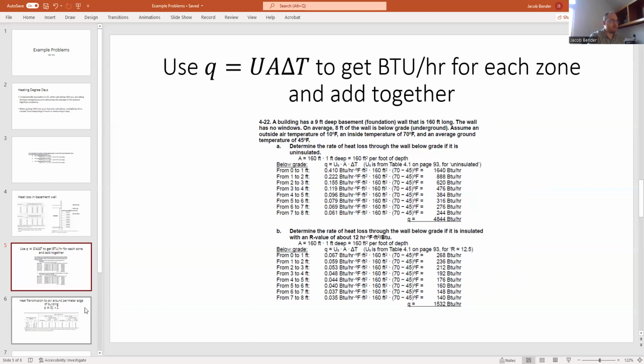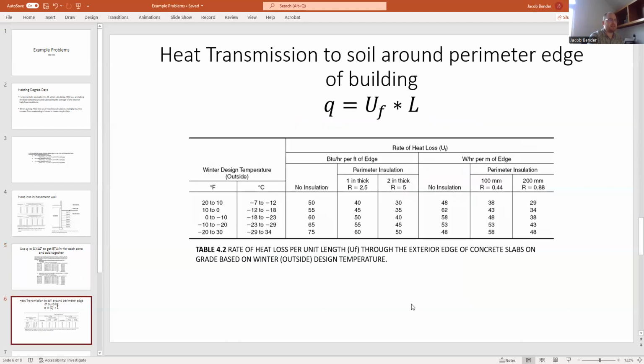In a similar vein for homework problems, looking at the heat transmission to soil around the perimeter of the building, using the equation Q, lowercase q as rate of heat transfer, equals U sub F times L. The rate of heat loss, U sub F, is all here in a particular table for you to utilize. You just find what range your outdoor temperature falls in, and it will give you what value to put in for U. Then you just multiply it by the length of that perimeter part of the wall.